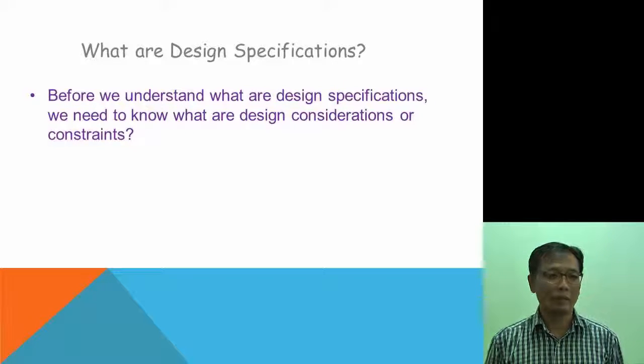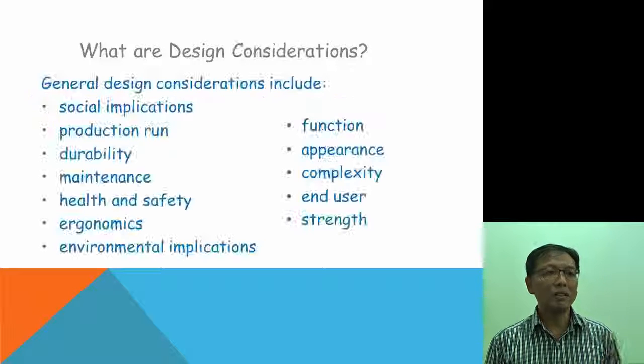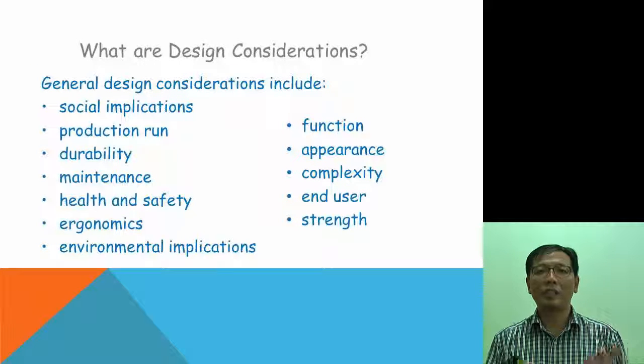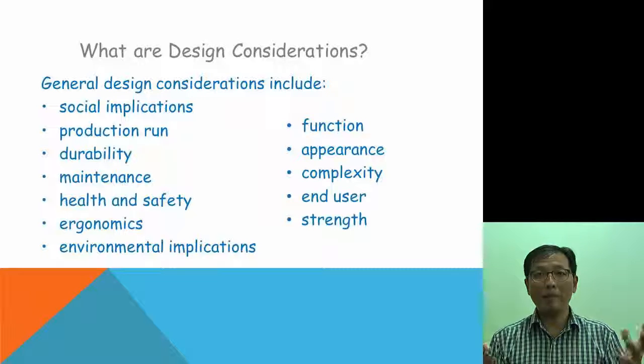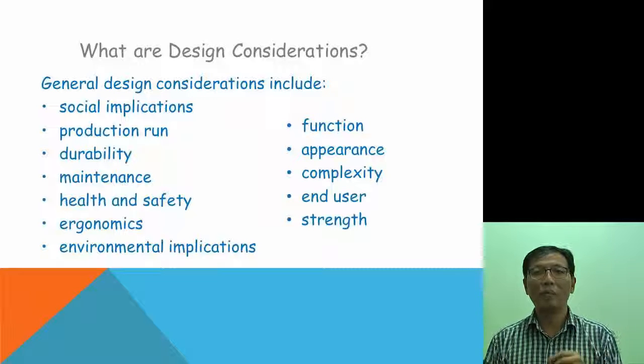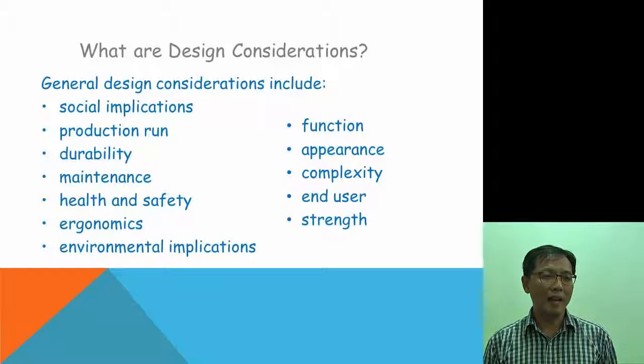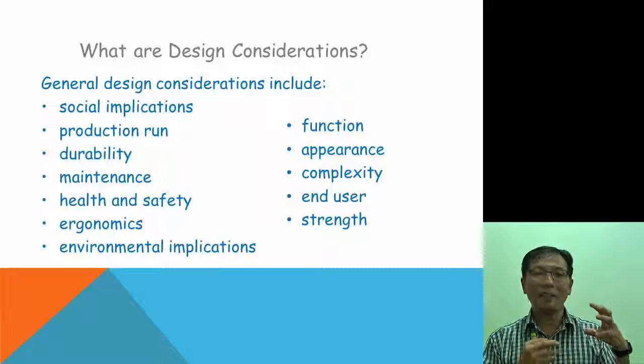General design considerations include things like social implications, green, you want to know whether it's environmentally friendly. The production run, you're making one piece, many pieces, a few million pieces, that will have implications on your design. Durability, maintenance, health and safety, ergonomics, environmental implications. These are things that you will consider.